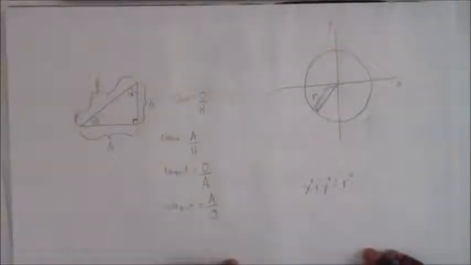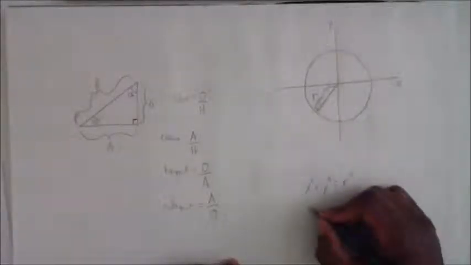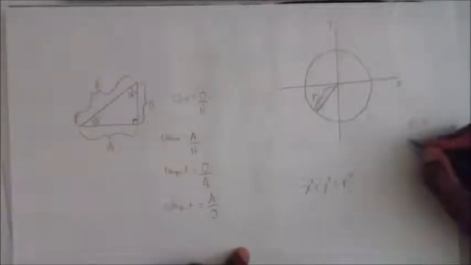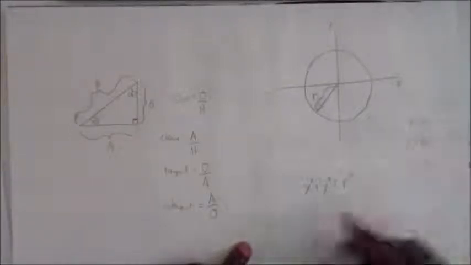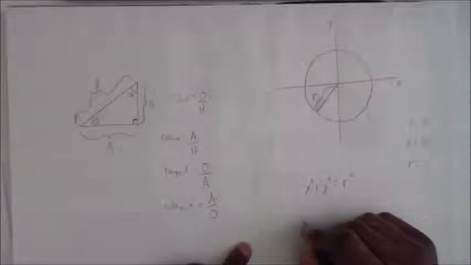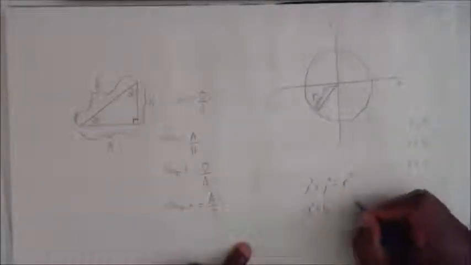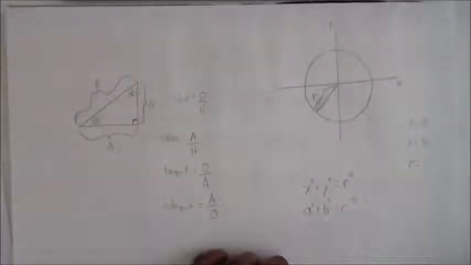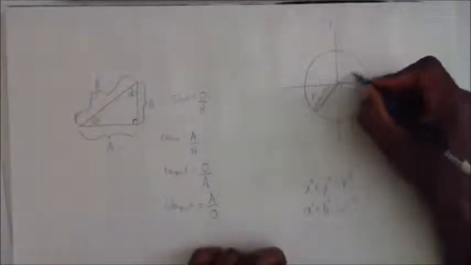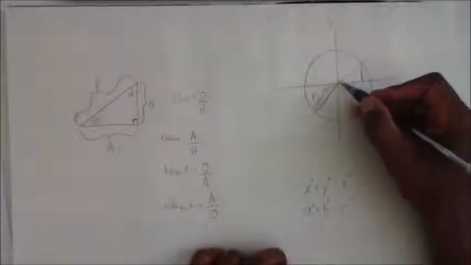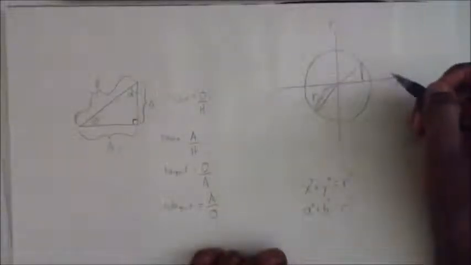Well, if we say x is equal to a, and y is equal to b, and r is equal to c, we can say now a squared plus b squared is equal to c squared, which tells me that I can always draw a right triangle here with the length of the radius being the hypotenuse.